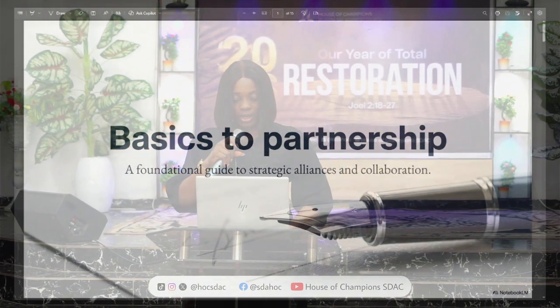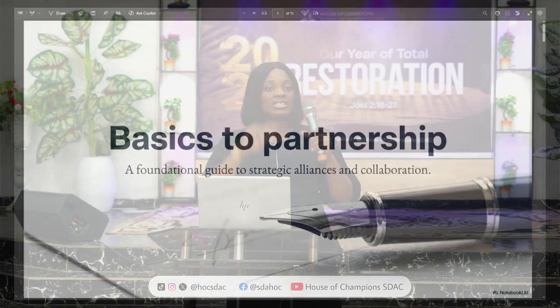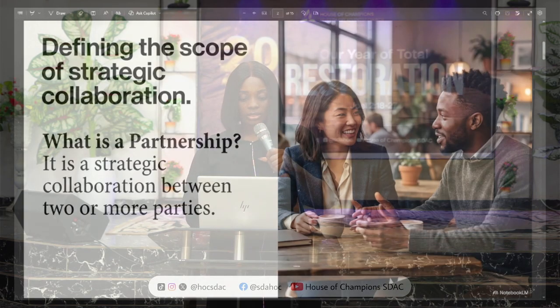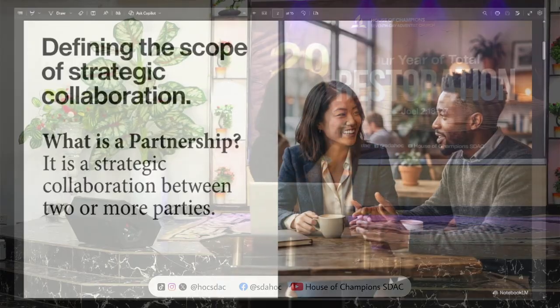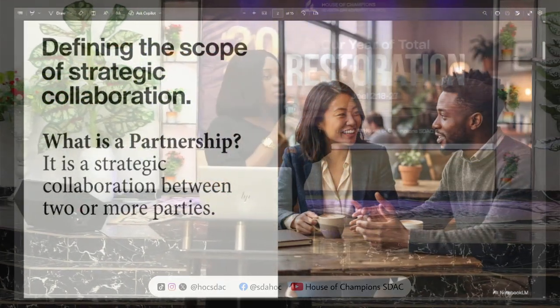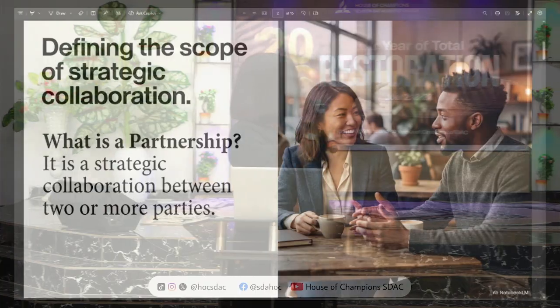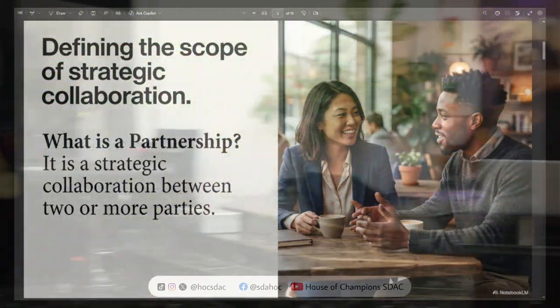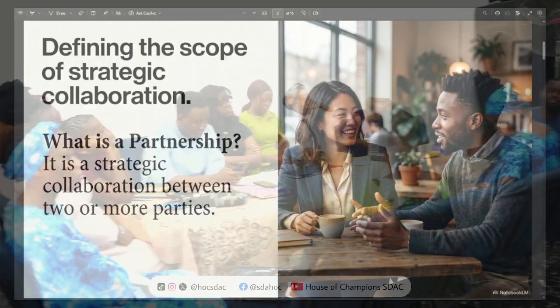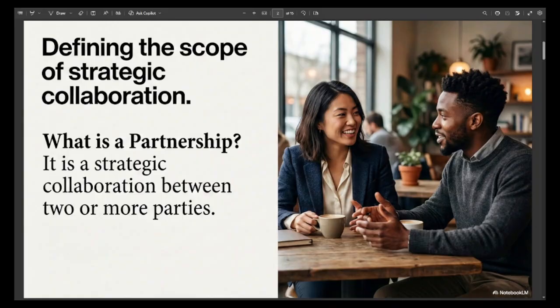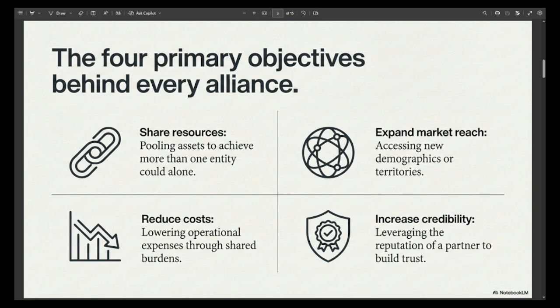Okay, so I'm taking us on partnership. First slide. First, I would like us to just understand what partnership is about. It is a strategic collaboration between 2 or more parties. A partnership can be between A and B, or A, B, C. It is not tied down to a particular number. I just want to put that out first. Now, what are the 4 primary objectives behind every alliance?